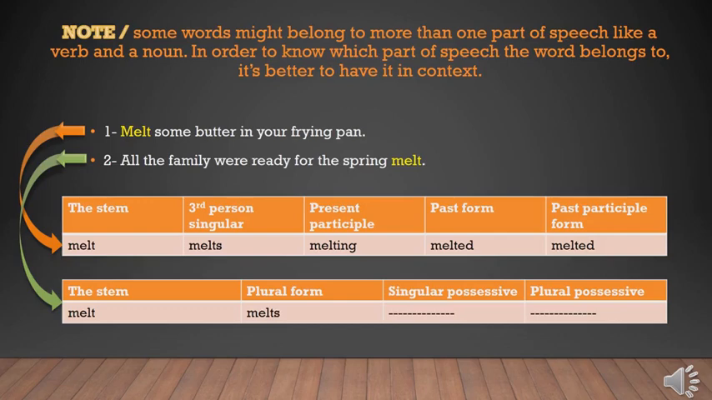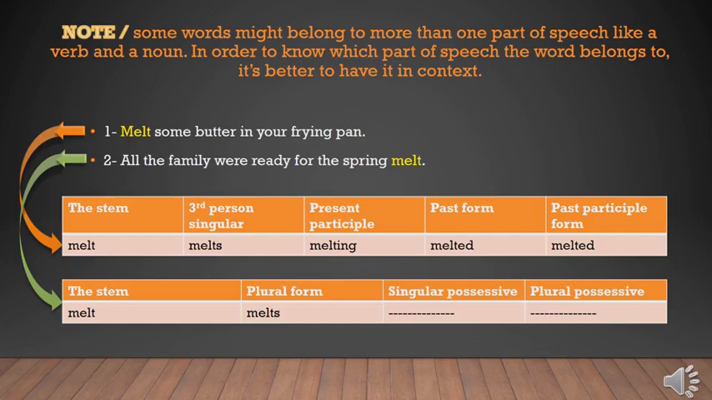Let's have two sentences in which we have the same word but with two different parts of speech. The word melt. In the first sentence, "Melt some butter in your frying pan." Melt here is a verb because it is an imperative verb. It's a command. So it is a verb. Because it is a verb, we have to write the verb paradigm for this verb. The stem is melt, third person singular melts, present participle form melting, past form melted, and the past participle form melted.